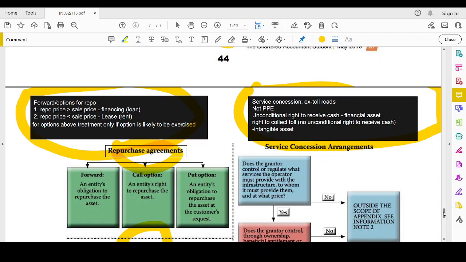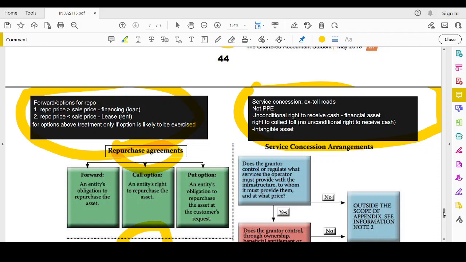So this means that it cannot be classified as property, plant and equipment. For an asset to be classified as property, plant and equipment, the entity should have the right of ownership. Only if there is ownership can that asset be classified as property, plant and equipment. So now it's sure that it will not be classified as property, plant and equipment. Then how else do we have to classify it?